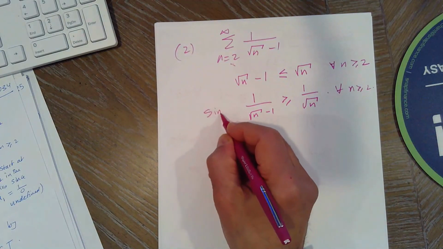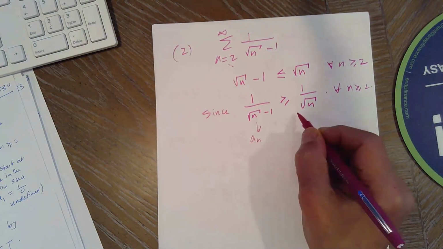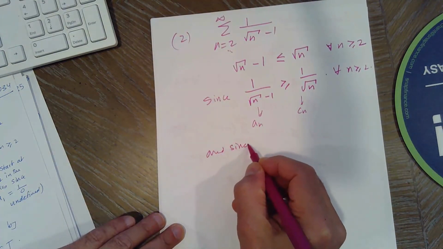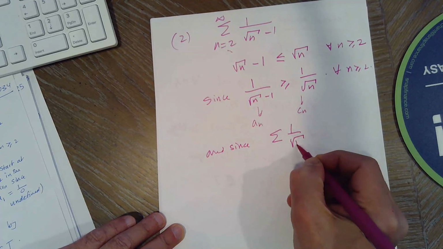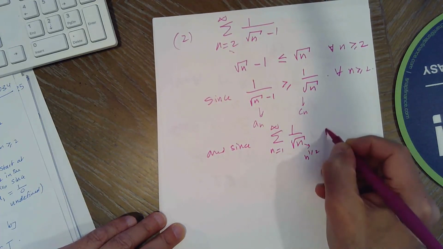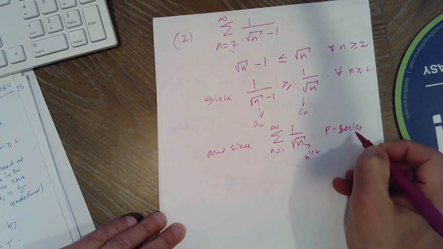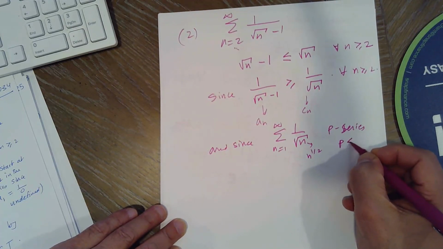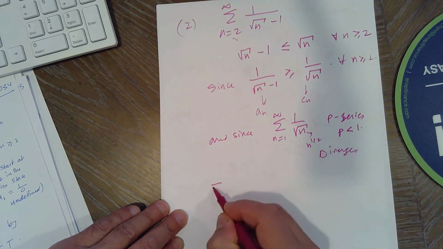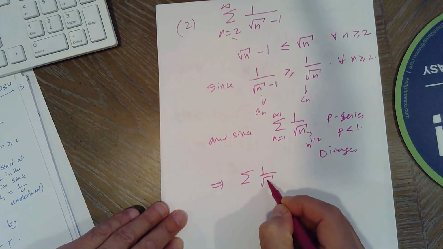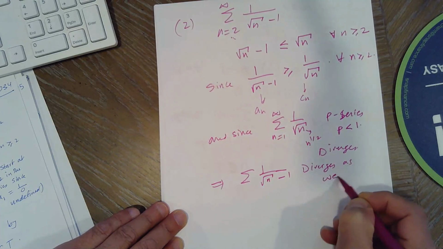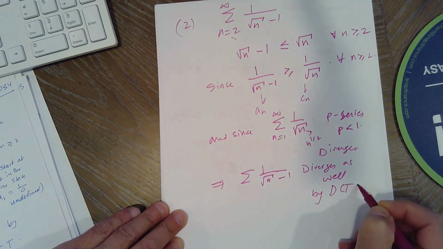So since this is our an and this is cn, and since the sum of 1 over square root of n, n equals 1 to infinity, that's n to the 1/2, it's a p series with p less than 1, which diverges. That means our series diverges as well by the direct comparison test.